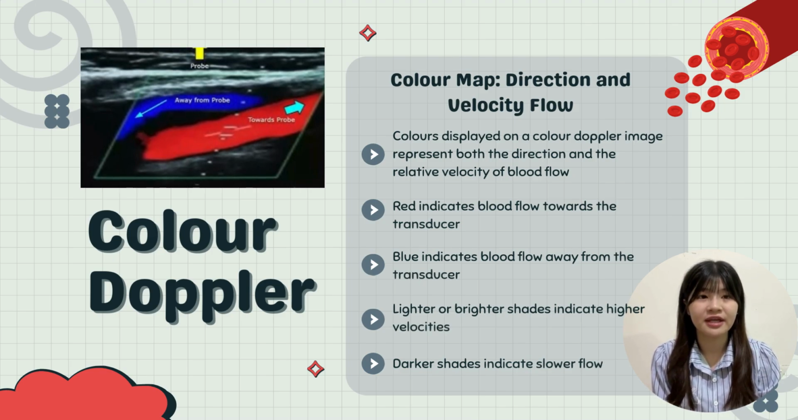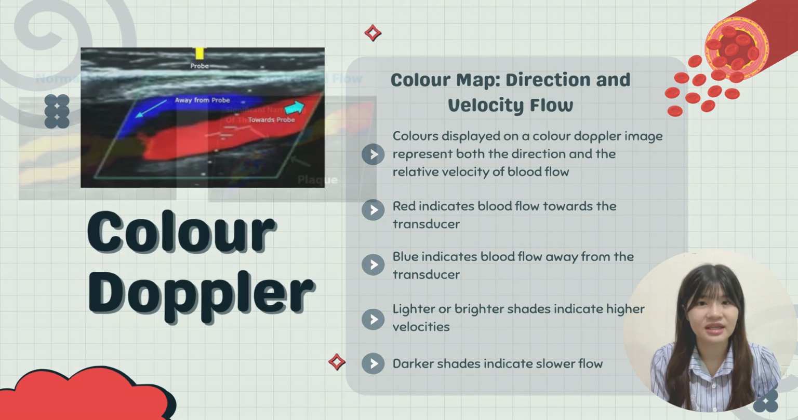Typically, a standard color map is used. Red indicates the blood flow towards the transducer, while blue indicates the blood flow away from the transducer. It is important to note that the color does not represent the arteries or veins, but purely the direction of flow relative to the probe. In addition, color brightness or shade reflects the velocity of blood flow. Lighter or brighter shades indicate higher velocities, while darker shades indicate slower velocities.